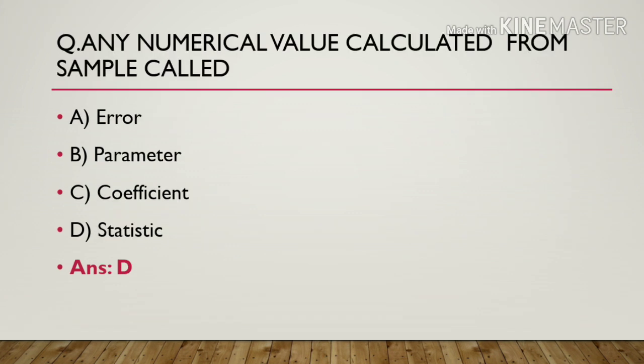Next question. Any numerical value calculated from the sample is called as. Options are error, parameter, coefficient and statistic. The answer here is statistic. Let's have a discussion on this topic.